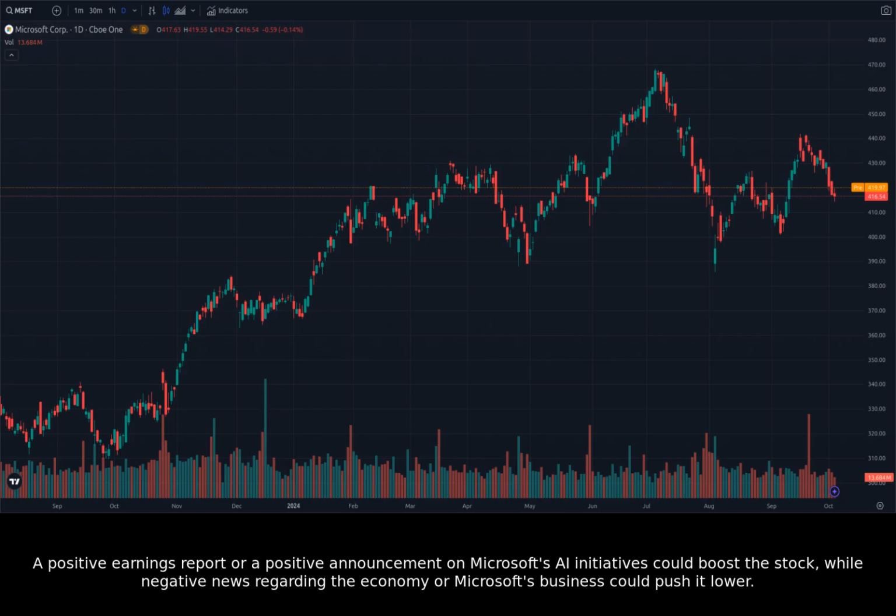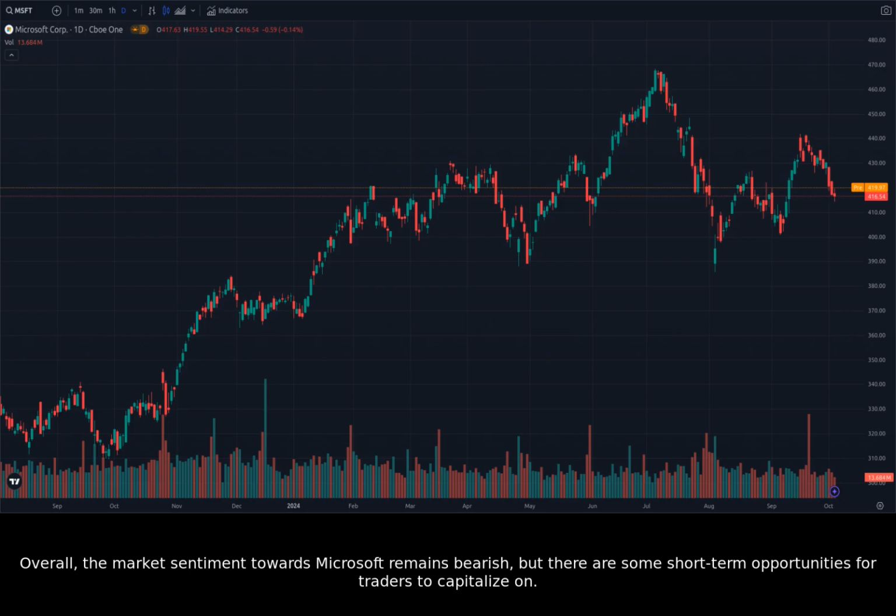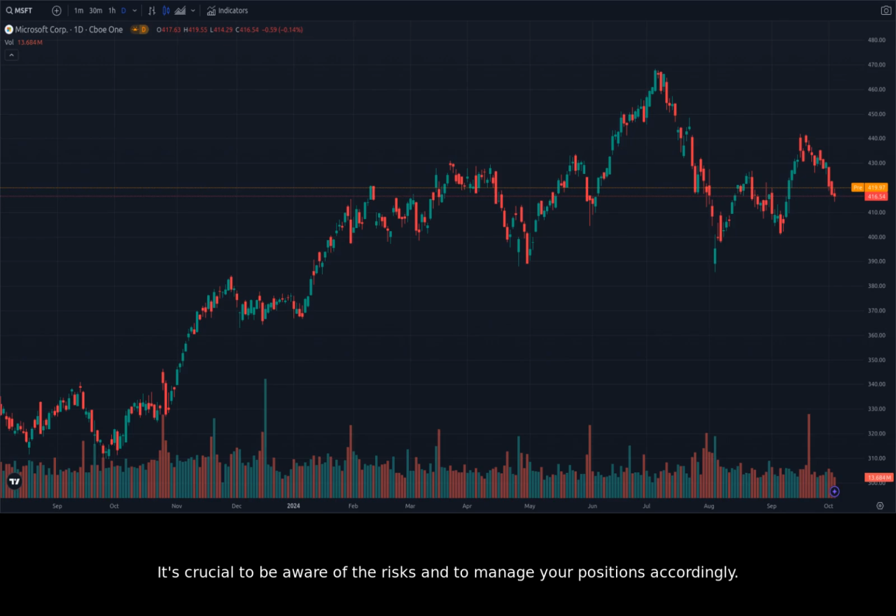A positive earnings report or a positive announcement on Microsoft's AI initiatives could boost the stock, while negative news regarding the economy or Microsoft's business could push it lower. Overall, the market sentiment towards Microsoft remains bearish, but there are some short-term opportunities for traders to capitalize on. It's crucial to be aware of the risks and to manage your positions accordingly.